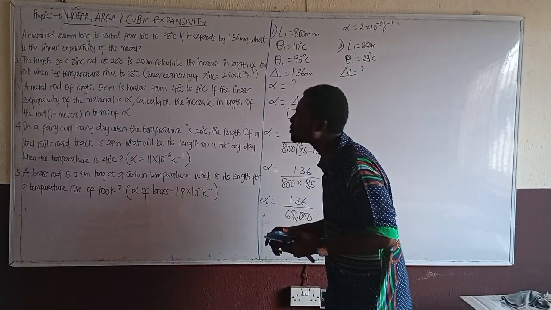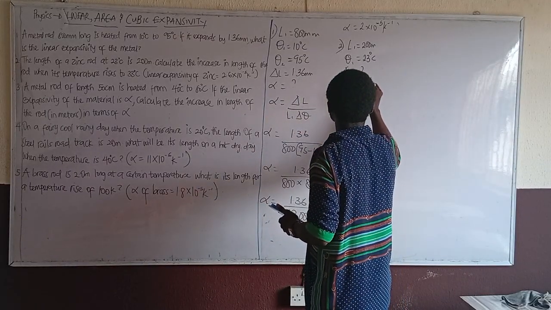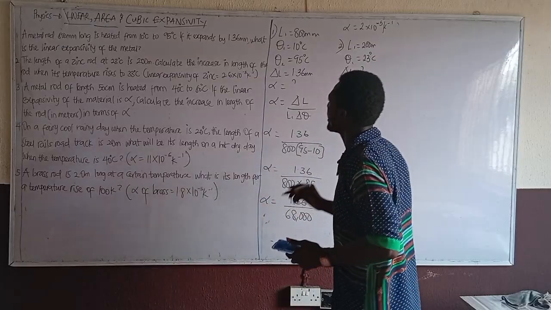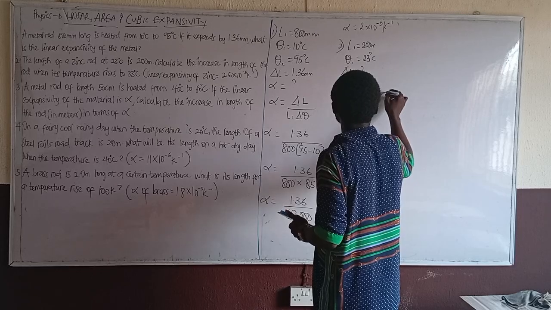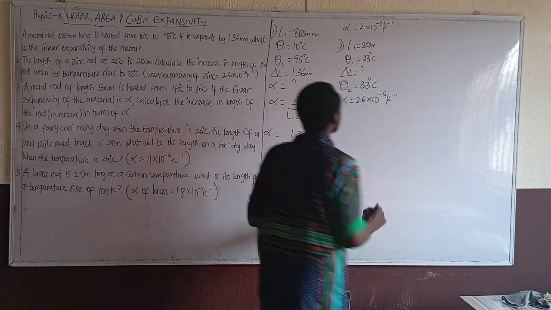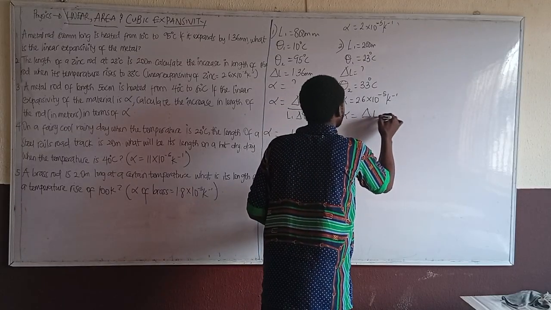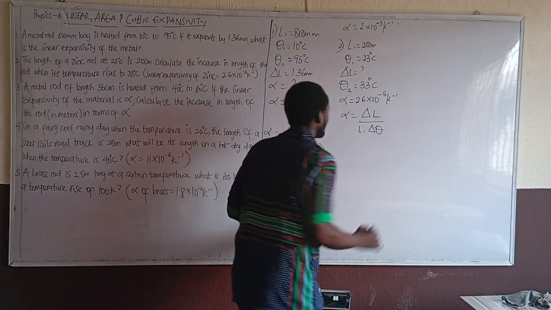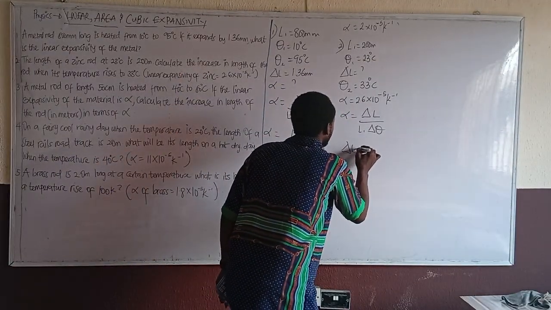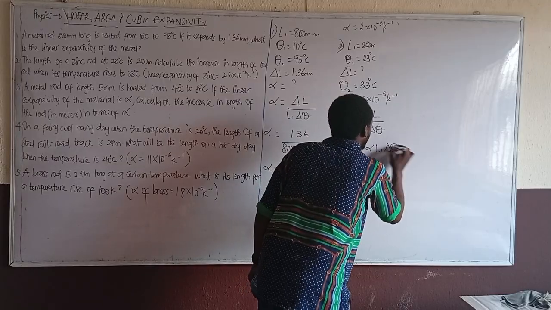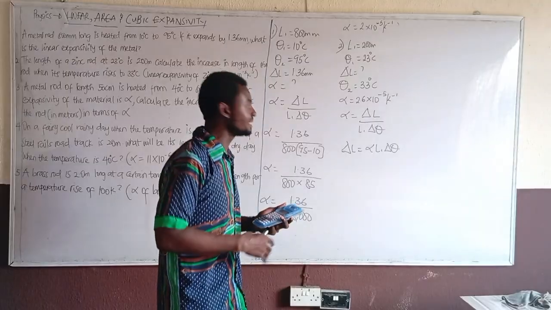When its temperature rises to 33 degrees Celsius, the temperature, that is theta 2, becomes 33 degrees Celsius. And the linear expansivity of the zinc is 2.6 times 10 raised to minus 5 per Kelvin. Don't forget that the formula is linear expansivity equals change in L over L1 delta theta. Now, I am looking for change in length. I will now say change in length equals alpha L1 delta theta.